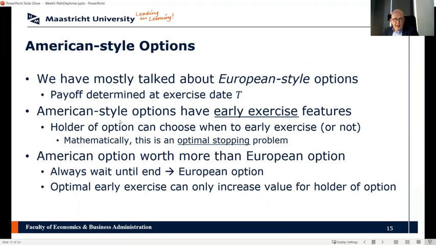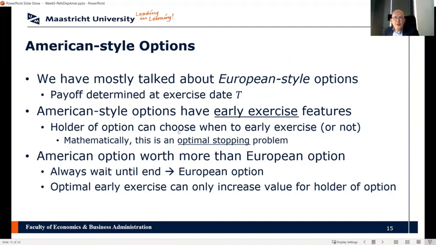An important other class of options are known as American style options. With an American style option, you have a so-called early exercise feature. This means that you, as the holder of the option, can choose when you want to early exercise, or maybe you don't want to early exercise, and then you just wait until the end and you get your payoff at the end. Choosing when to stop using the option and early exercise is mathematically known as a class of stochastic optimal control problems known as optimal stopping problems.